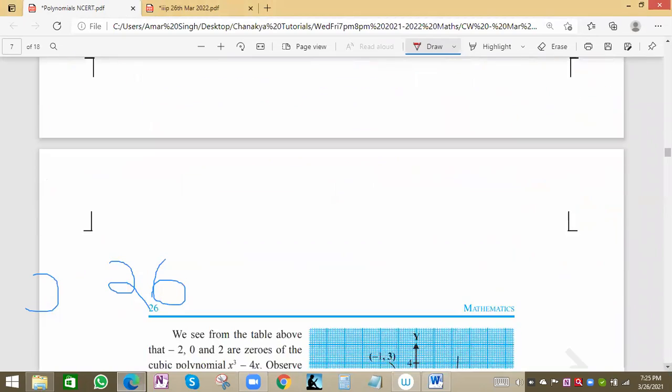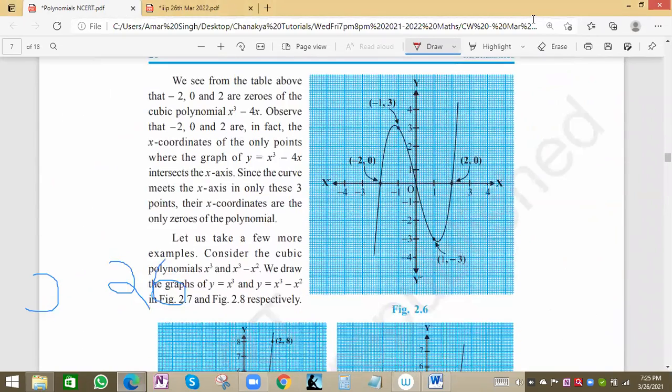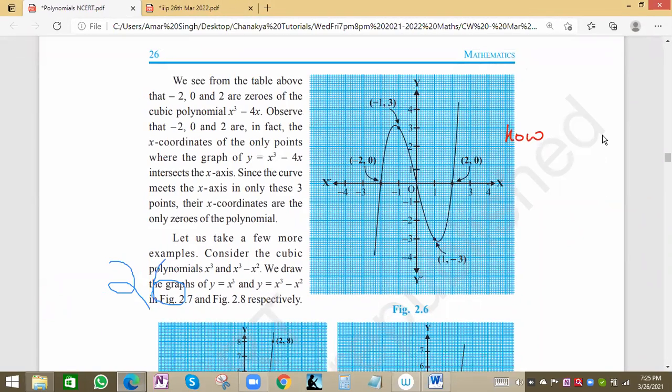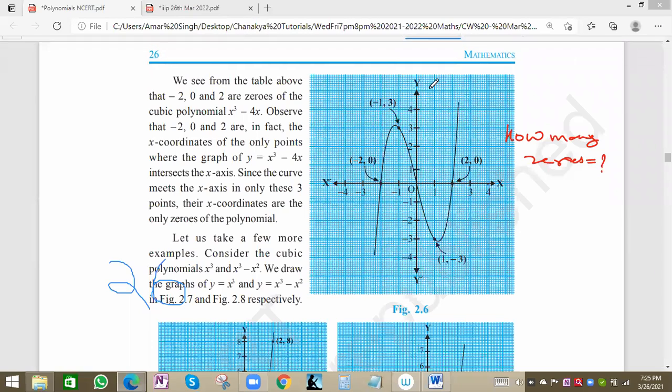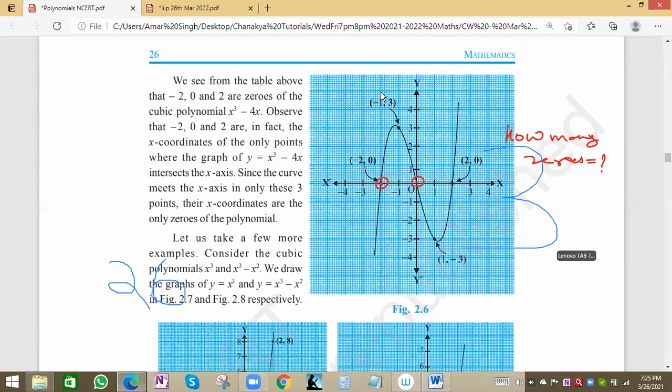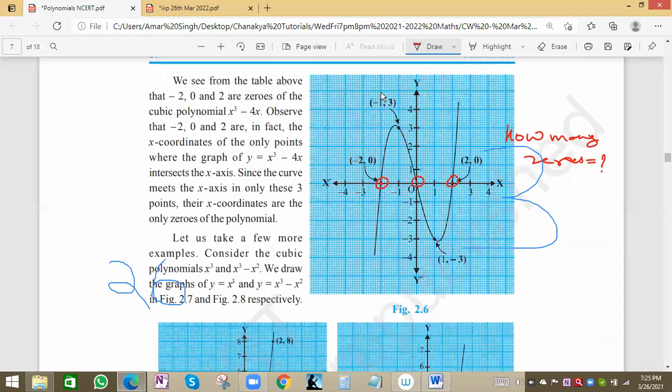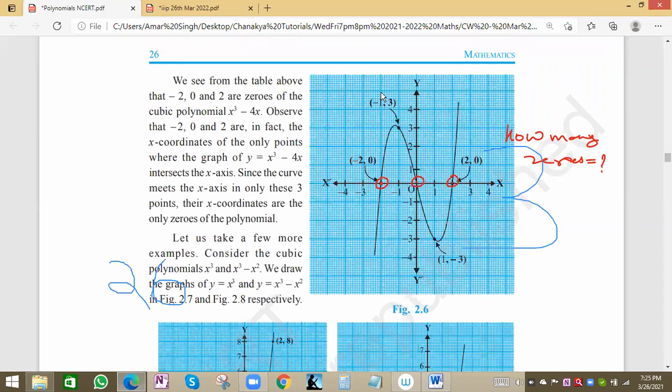Now for this one, how many zeros? How many zeros for this graph? Which graph, sir? 3. Okay. Darshan, Pratusha, Pratibha, everyone is correct. Mohammed also correct. We can see easily the graph is meeting or cutting the x-axis at 3 points, 1, 2, 3. That means 3 zeros. So the number of zeros will be 3, correct?